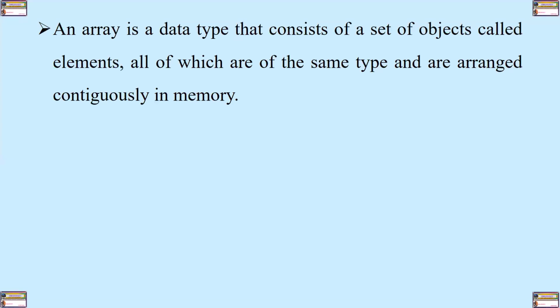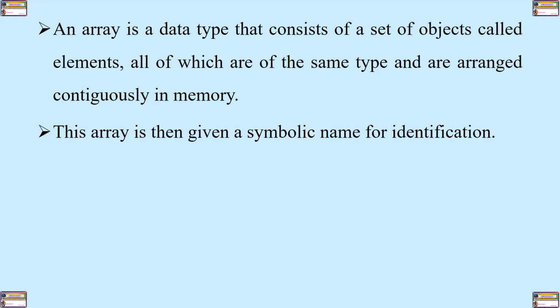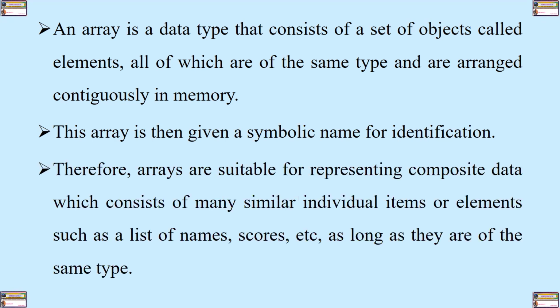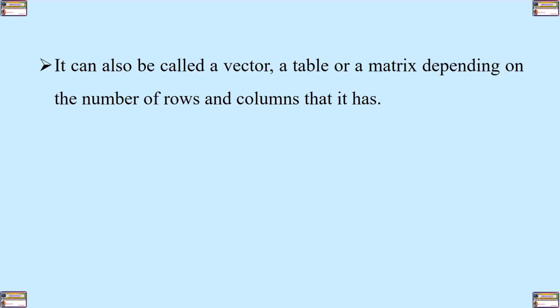An array is a data type that consists of a set of objects called elements, all of which are of the same type and are arranged contiguously in memory. This array is then given a symbolic name for identification. Therefore, arrays are suitable for representing composite data, which consists of many similar individual items or elements, such as lists of names, scores, etc., as long as they are of the same type.